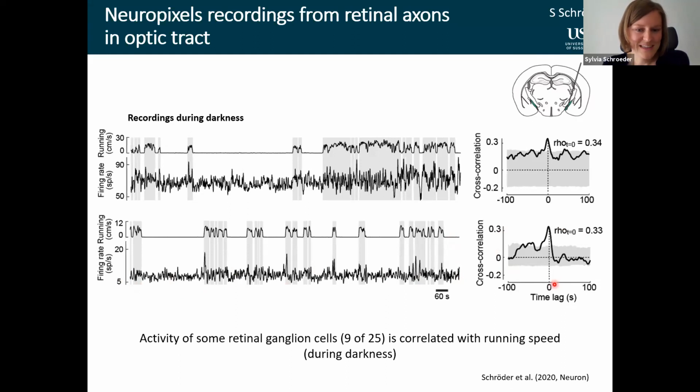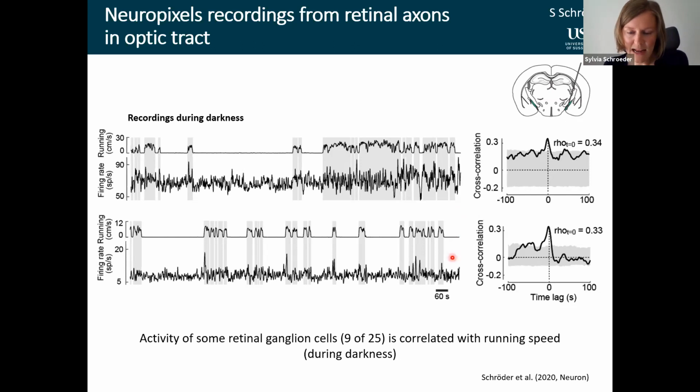So in total, we were able to record from 25 units. It's a relatively low number, but it is, even with Neuropixels, very difficult to record from the optic tract, which is a very small brain area. And it is still quite difficult to get single units and to get them stable over long times, like 40 minutes to an hour.